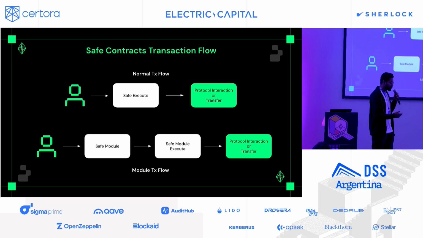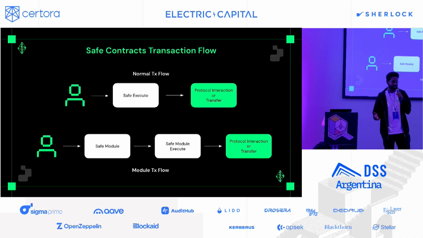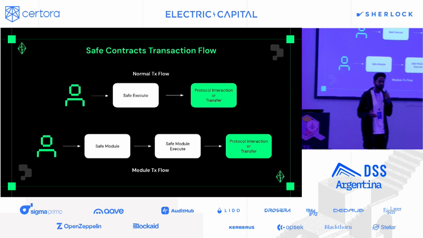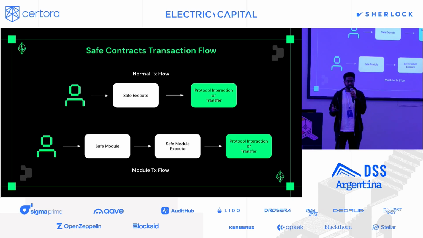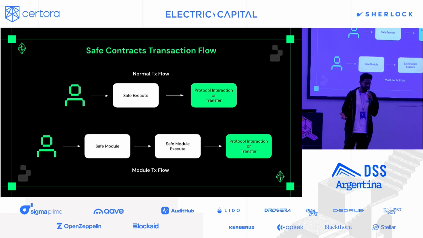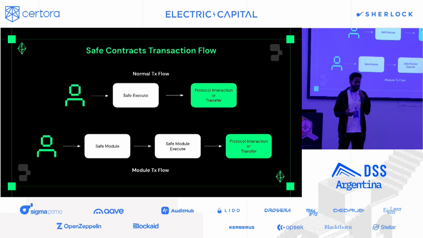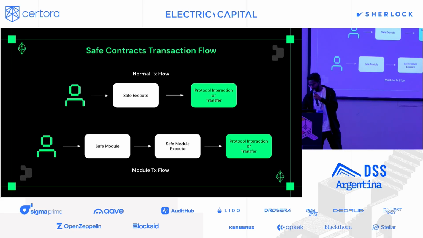In Safe, we have two types of transaction flow. The first one is the normal transaction flow, where you interact with the Safe smart account, and the interaction happens in a particular protocol, or the transfer happens. And the second one is a module transaction flow. A module is custom logic which you can add to your Safe smart account for certain actions you want to interact with. In the Safe module transaction flow, the user interacts with the module directly, and the Safe smart account module execution happens, and then the protocol interaction happens.